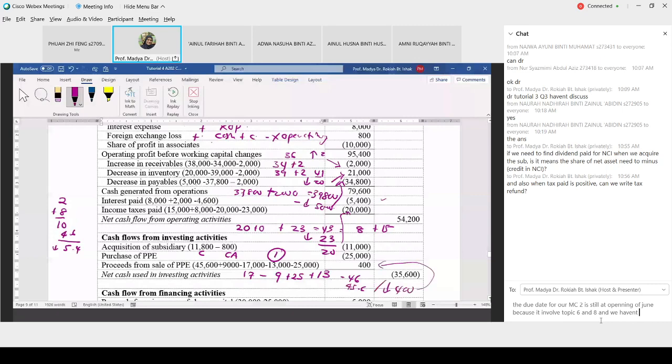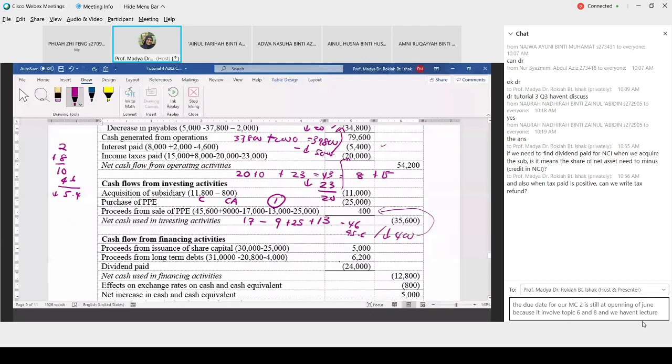Okay, for the long-term debt. Long-term debt, the one that you have here, beginning balance 2,800. So 2,800 you plus with the one that you have here, 4, from the one that you acquired. So altogether you have 24,800, compare with 31. So there is an increase by 6.2.